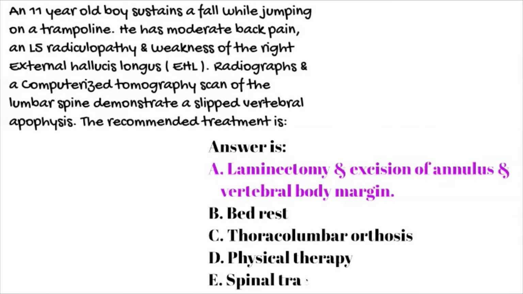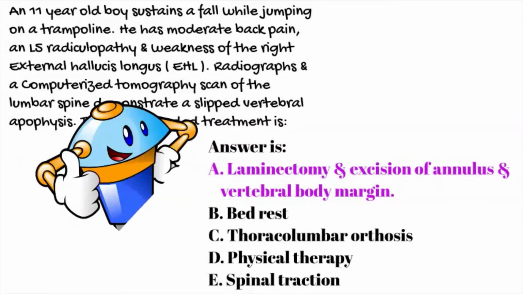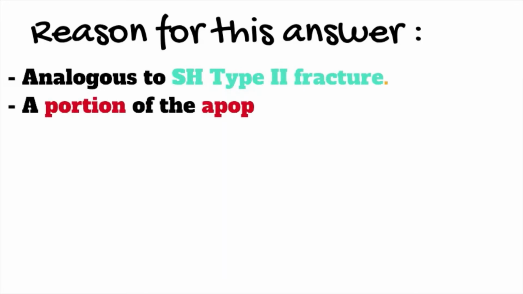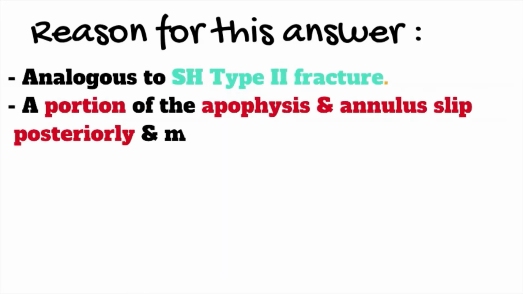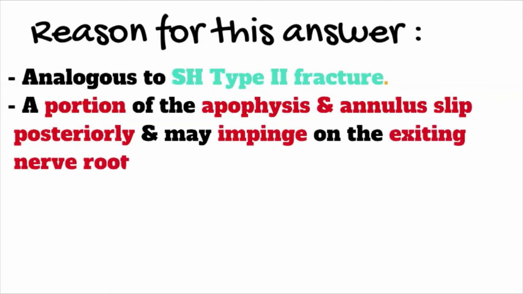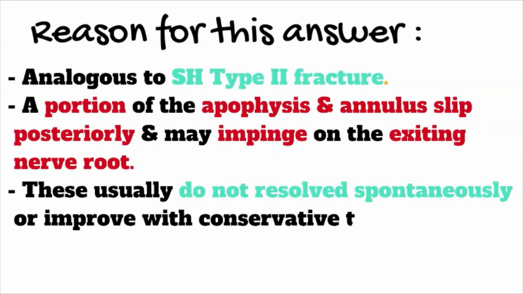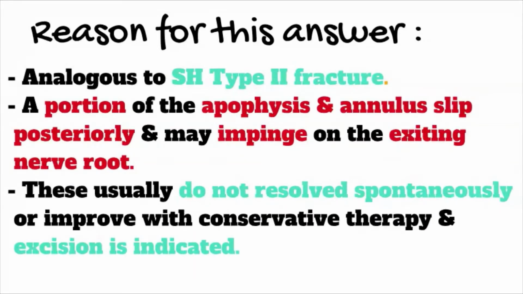And the answer is A, laminectomy and excision of annulus and vertebral body margin. The reason for this answer: it is an analogue of a Salter-Harris type 2 fracture. A portion of the apophysis and annulus slips posteriorly and may impinge on the exiting nerve root. These usually do not resolve spontaneously or improve with conservative therapy, and excision is usually indicated.